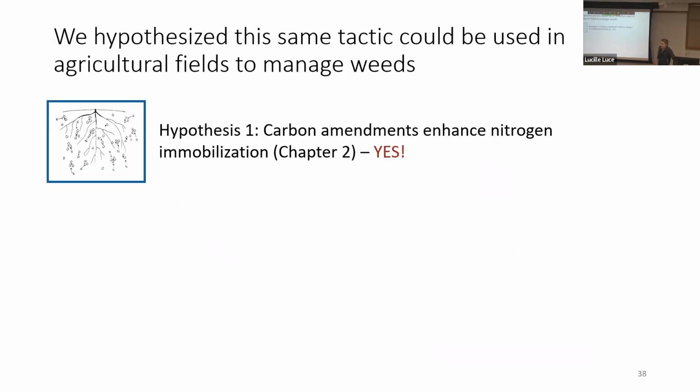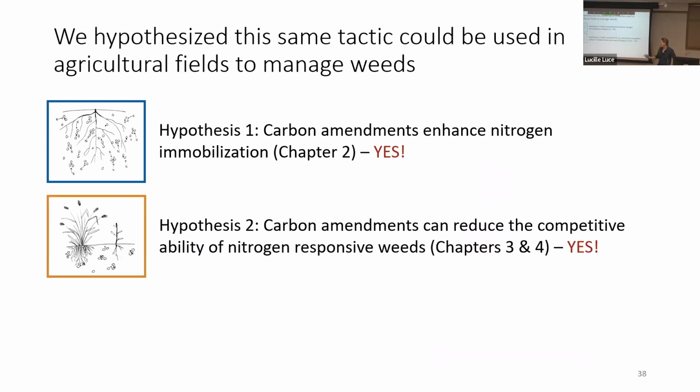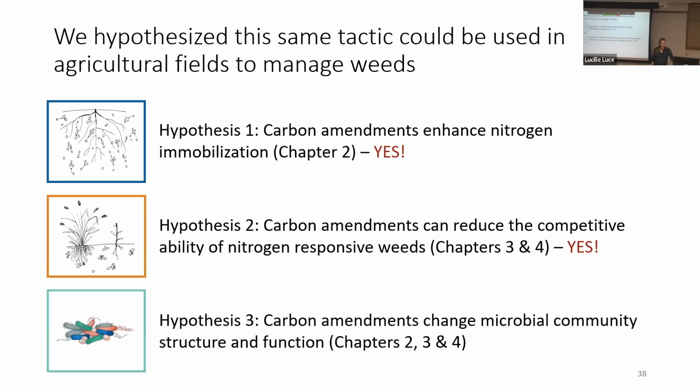So again, going back to my hypotheses, we've looked at nitrogen immobilization. We've looked at changes in crop weed competition, especially of nitrogen responsive weeds. I now want to talk about carbon amendments and how they can change microbial community structure and function. But before I start talking about microbes, I want to check and see if there are any questions about plants, because we're going to a little bit leave plants. No? Okay.